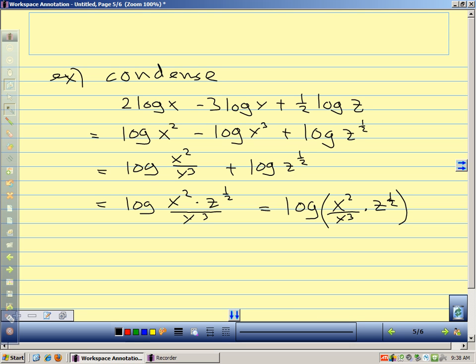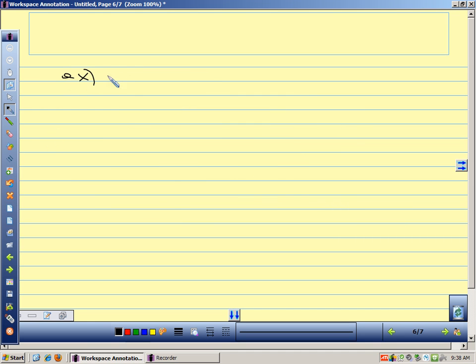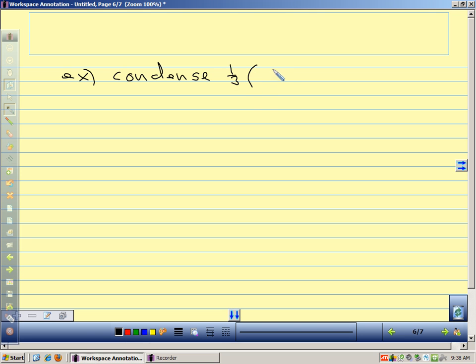All right, let's do one more of these, and then we'll talk about where the change of base formula comes from. And then we'll be done. So we're going to condense this next one also. We're going to condense 1/3 times 2 natural log x minus 4 natural log y minus natural log of z plus 2.